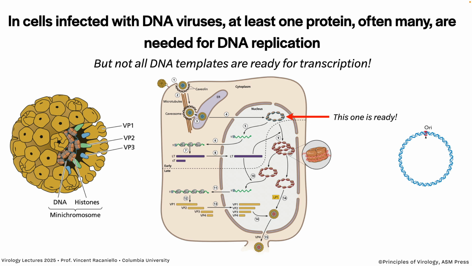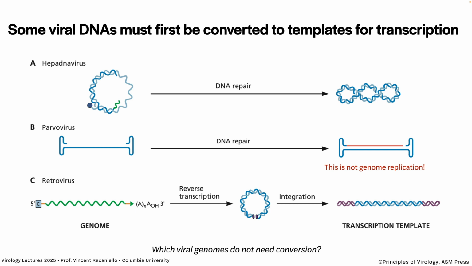And so here's a virus, SV40, which we'll talk a lot about, where it's a double-stranded circular DNA virus. So there's the DNA, double-stranded circular DNA. And amazingly, in the virus particle, the DNA is what we call chromatinized. It's wrapped around histones. This is very rare for viruses. So when this DNA gets in the nucleus, it is ready for transcription. It's double-stranded DNA. So there are some viruses whose templates are ready for transcription, but not all.